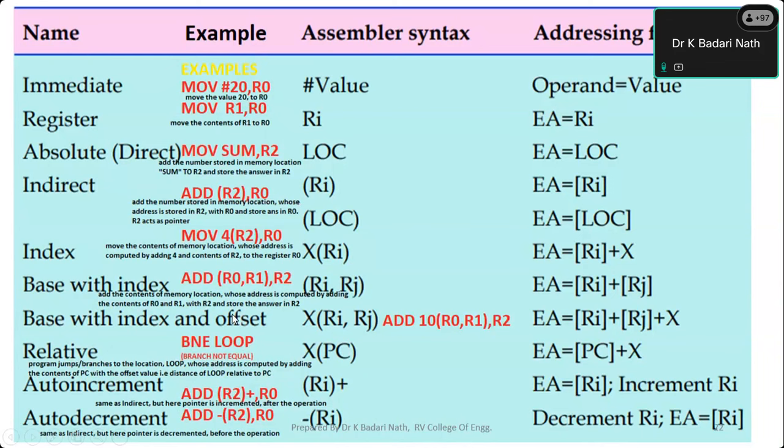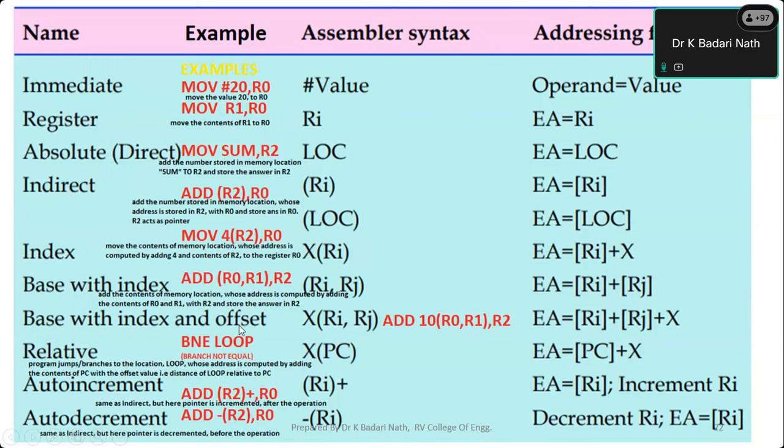So summarizing, there are 10 addressing modes. Immediate: move #20, R0. Register: move R1, R0. Absolute: nothing but memory, a name or number is indicated here. Indirect: the register contains the pointer, the register contains the address, and one bracket is used here. Index: index means a number is added to the register to prepare the address. Base with index: two pointers are used to prepare one address.